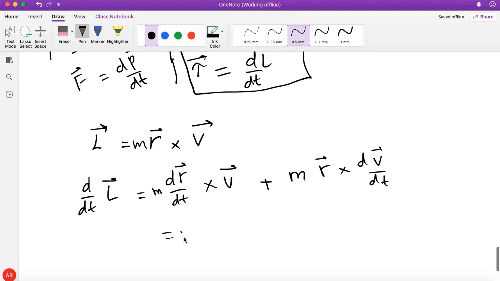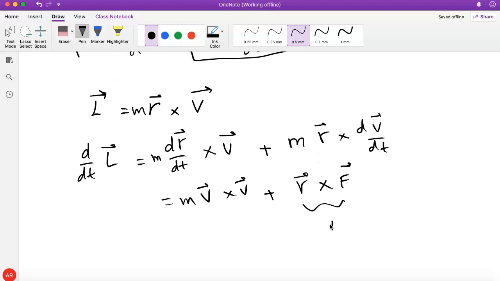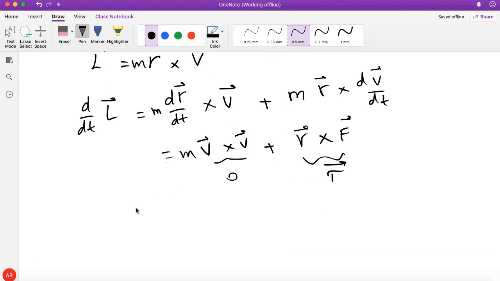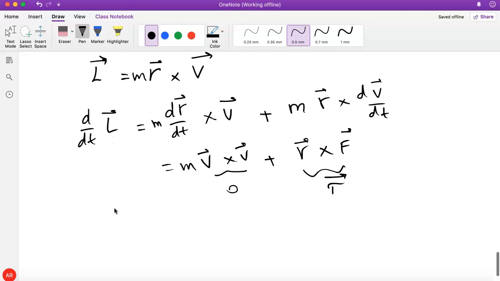So this gives me mv cross v plus r cross m times a. Mass times dv dt is the acceleration, which gives the force, right? So this is the vector tau, the torque vector in the way that we defined it, and the first term is 0. When you take the cross product of two vectors, you take the component of one that's perpendicular to the other and multiply the length. Now, if they're in the same direction, one doesn't have any component perpendicular to the other.